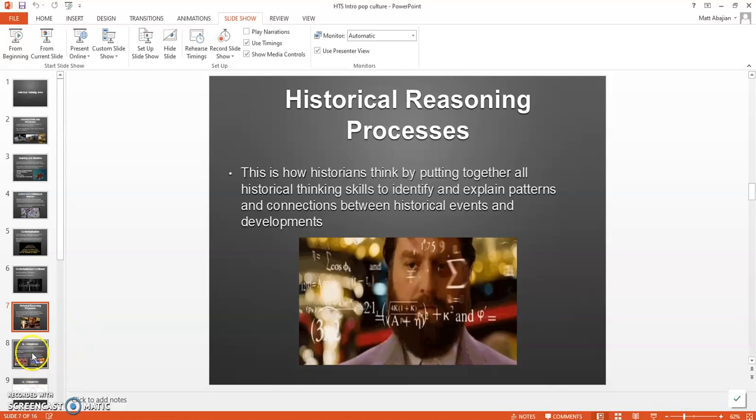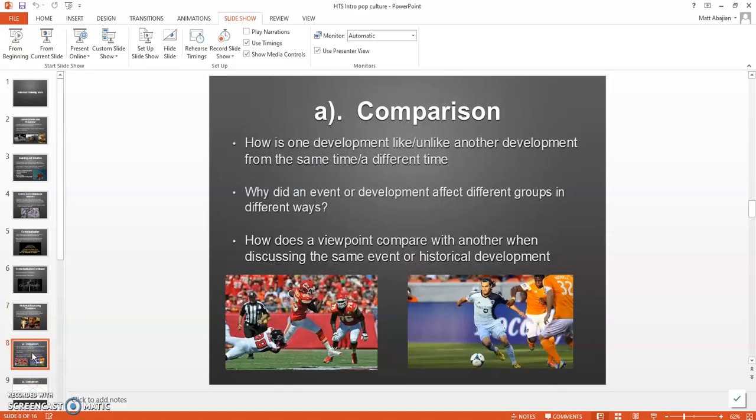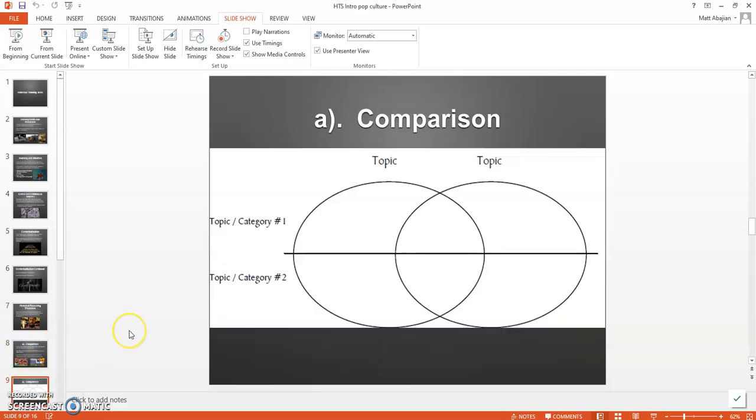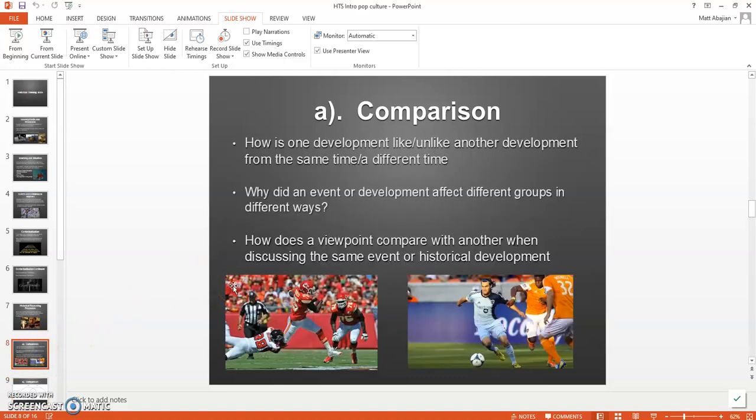The very first one that we're going to tackle is comparison. If I get a comparison prompt, I'm going to create a Venn diagram before I write on my topic, dividing it up by themes, and essentially comparing the differences between one another. How is one development like or unlike another development in the same time? How is it similar or different? How does it affect the groups in different ways or similar ways? And how does that viewpoint compare with another when discussing the same event or historical development?